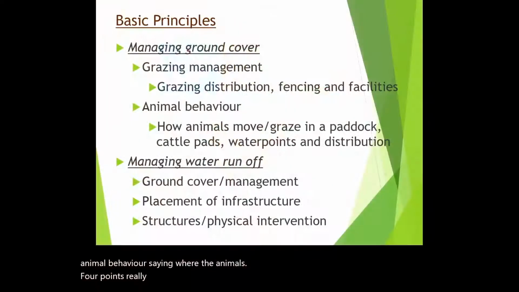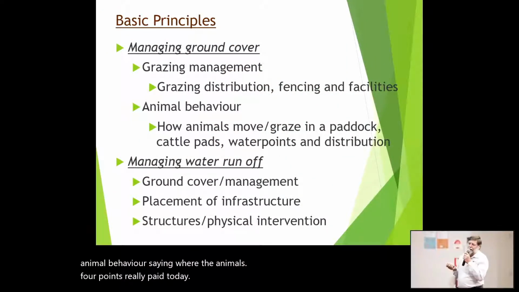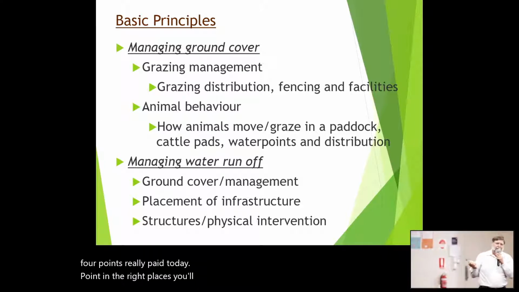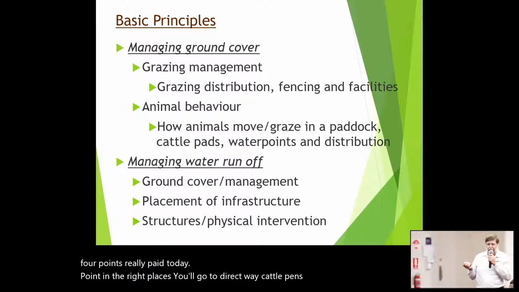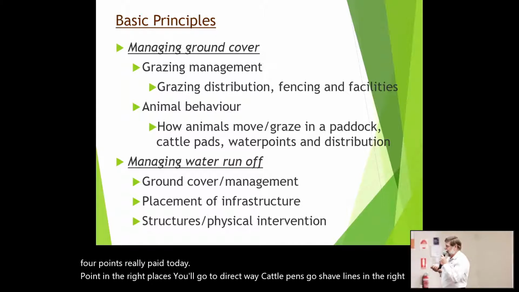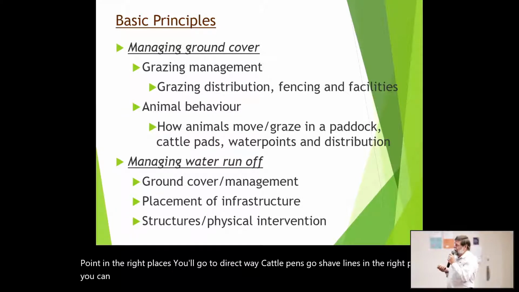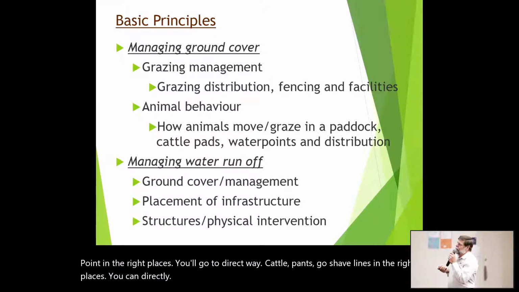So that's grazing management, grazing distribution with fencing and waters, fencing and facilities. Animal behaviour, same, where the animals graze, how they graze, where they make tracks, where they make cattle pads. Water points are really key to this. If you've got your water points in the right places, you'll be able to direct where cattle pads go. If you've got your shade lines in the right places, you can direct where cattle pads go. Make a lot of difference just with a bit of forethought.